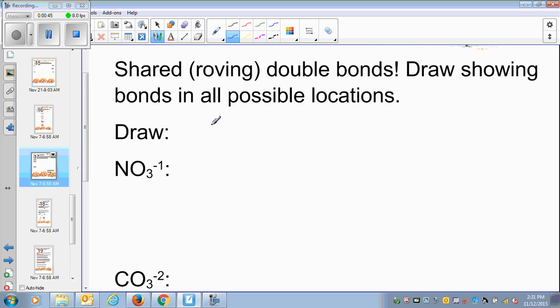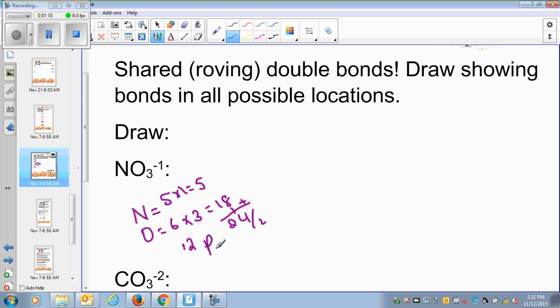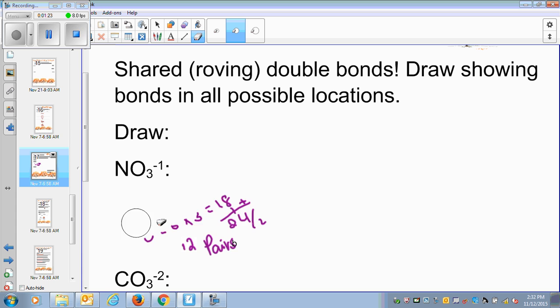Usually this happens in ions, or even regular compounds as well. It is possible, but it's mostly ions that have multiple Lewis dot diagrams. So nitrogen has 5 valence electrons times 1, 5, and oxygen has 6 times 3, which is 18. And then add 1. So it is 5 plus 18 plus 1, which is 24 electrons. So there are 12 pairs.